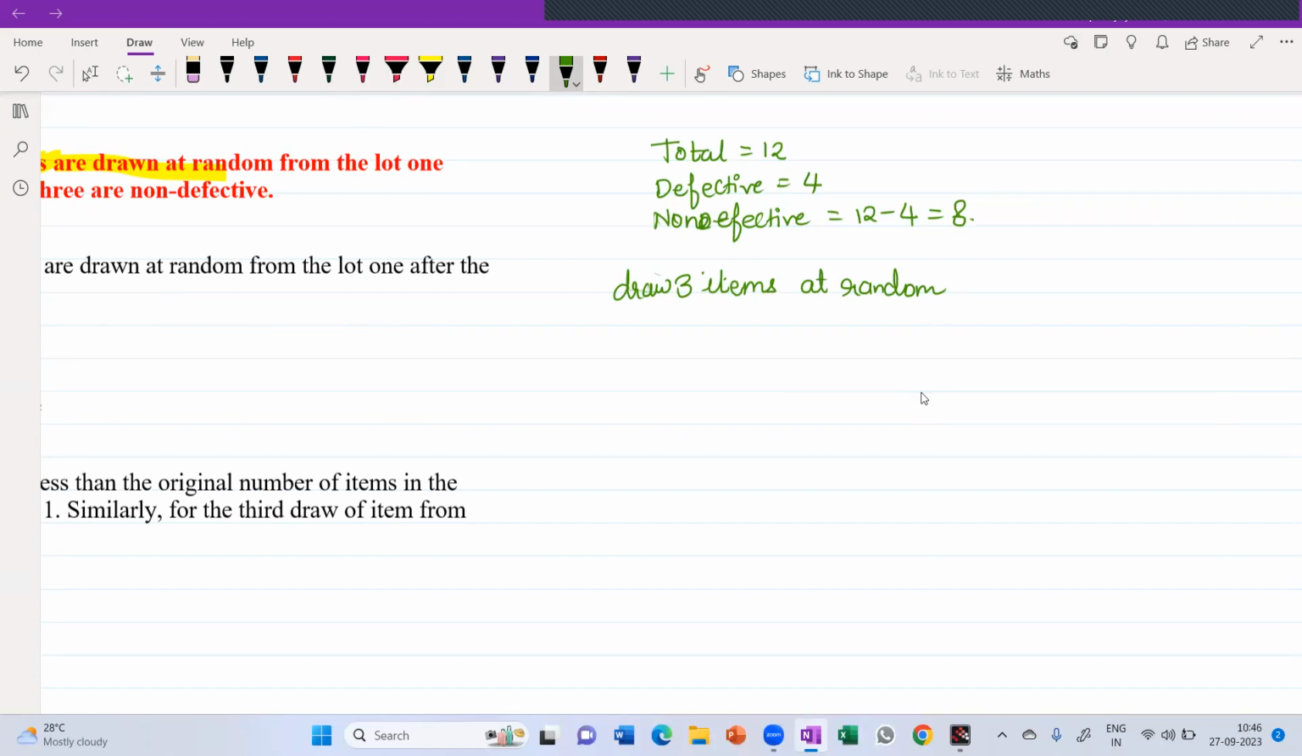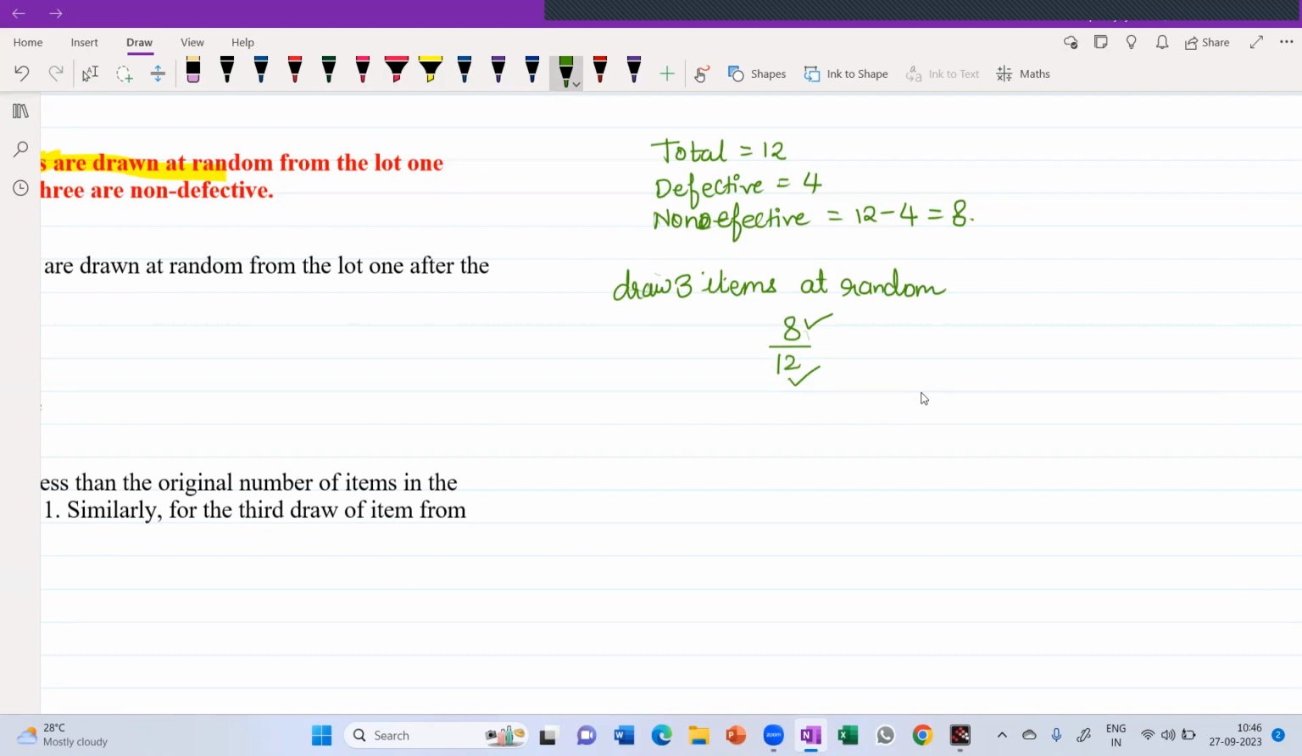How do we find out the probability? The number of non-defective items upon total number of items, that is the probability of drawing the first non-defective item. So probability of me drawing first non-defective item is going to be 8 upon 12, because there are 8 non-defective items and the total number of items are 12.